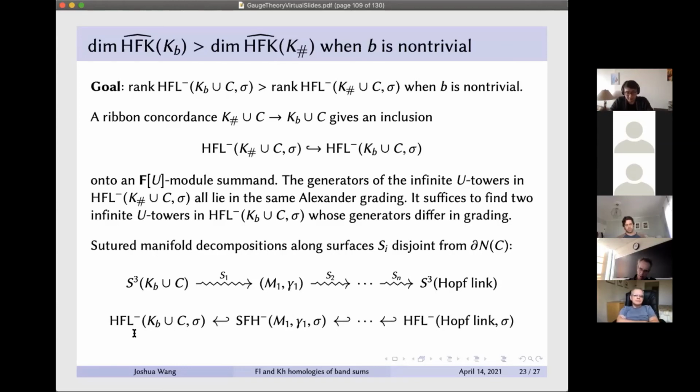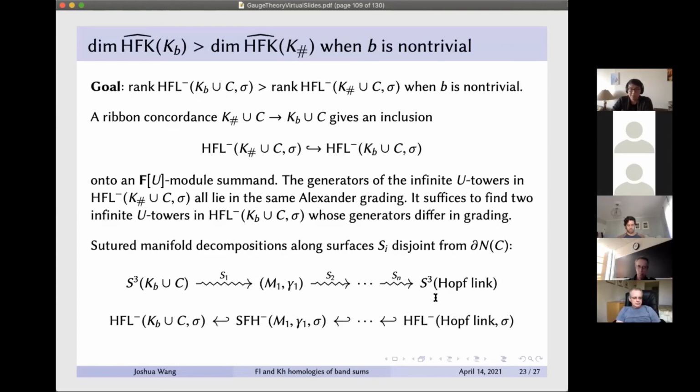And that's what I do. So I adapt some of Gabai's work on band sums, his superadditivity of genus under band connected sum. And I show that if you start off with the sutured exterior of KB union C, and if the band is non-trivial, then there exists a sequence of surface decompositions, always disjoint from the torus boundary corresponding to C, that takes you all the way down to the sutured exterior of a Hopf link.